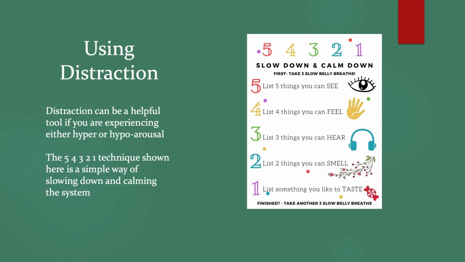So the first thing to do is just to take 3 slow belly breaths. And then we're just going to talk you through the 5-4-3-2-1. So firstly, list 5 things that you can see.